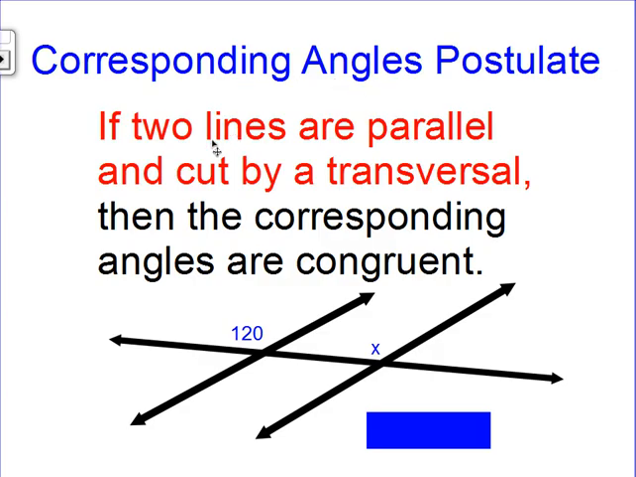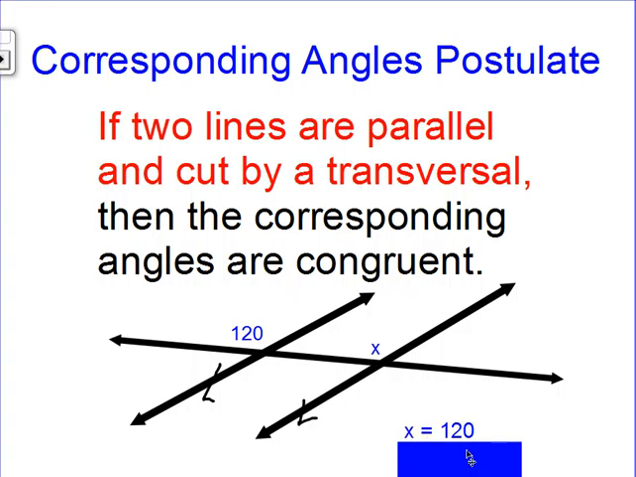Alright, the corresponding angles postulate is one that we've already talked about. We have two lines being parallel and cut by a transversal, and therefore the corresponding angles are congruent. Here are my parallel lines right here, and so 120 and x are going to be congruent to one another because those lines are parallel.